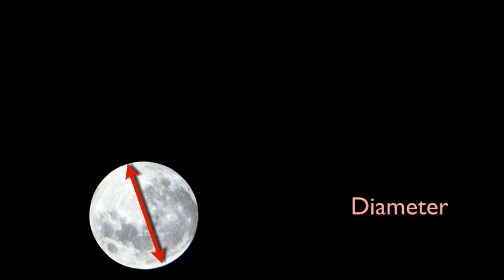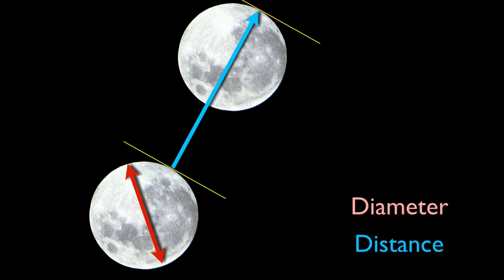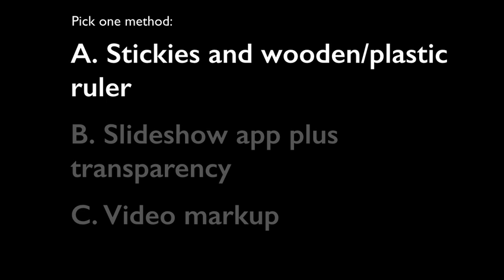Regardless of the method, the general method will be to first measure the moon's diameter and then measure the distance the moon travels. It is extremely important that you have your in and out times in front of you at all times. We'll be repeatedly jumping back and forth between the in and the out as we measure the moon's speed. Technique A. Stickies and a ruler.